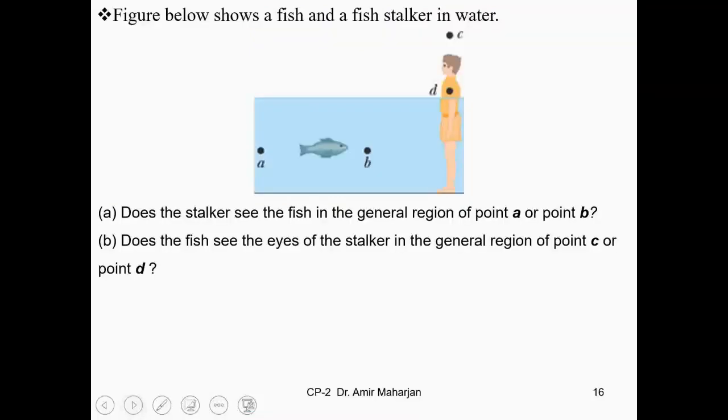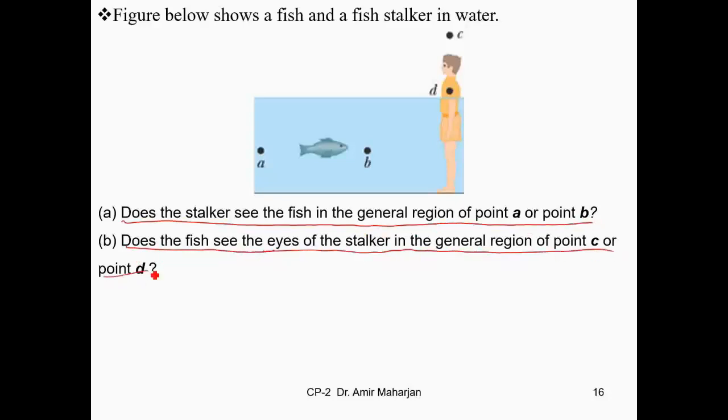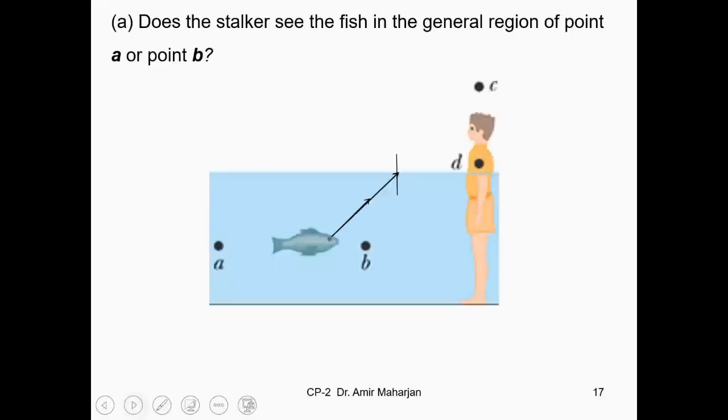So here's the question. The figure shows a fish and a fish stalker in water. The first question is, does the stalker see the fish in the general region of A or B? Right? And the second question is, the other way around, does the fish see the eyes of the stalker in the general region of B and C? So if the stalker sees the fish, where is the apparent position of the fish? That's the first question. And to do that, you have to do this.